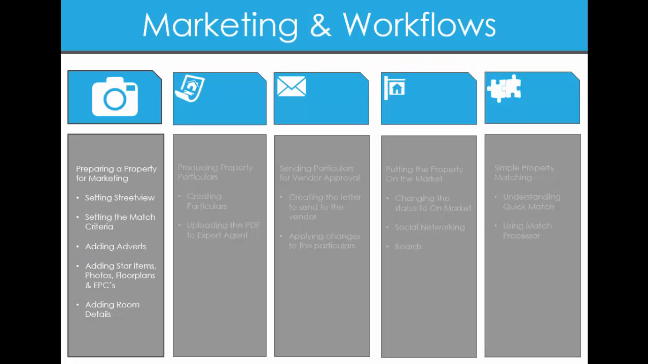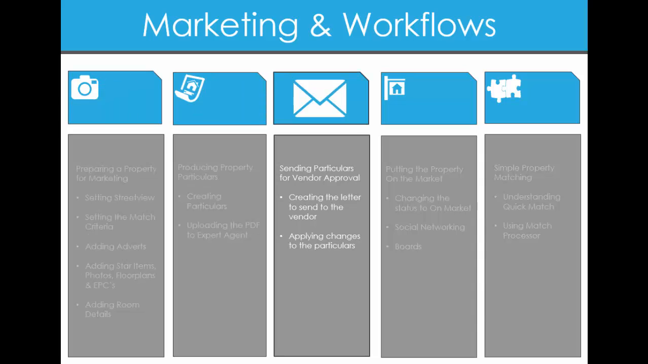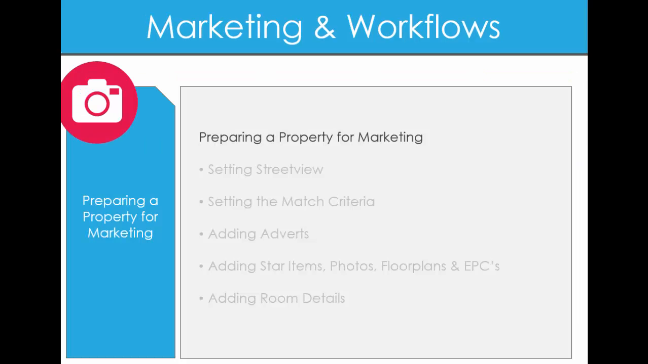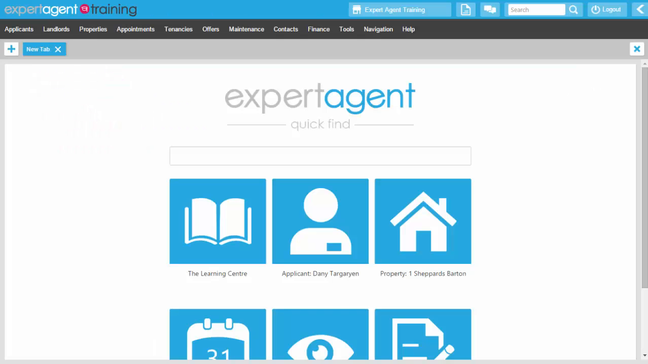Workflows. Looking at what we're going to cover over this video, we're going to think about preparing a property for marketing, producing property particulars, sending those particulars out for vendor approval, putting the property on the market, and finishing up with simple property matching. The first thing we're going to think about is preparing a property for marketing, so we're going to look at setting the street view, setting match criteria, adding adverts, adding star items, photos, floor plans and EPCs, and adding room details. So everything that we need to do to get a property ready for marketing.